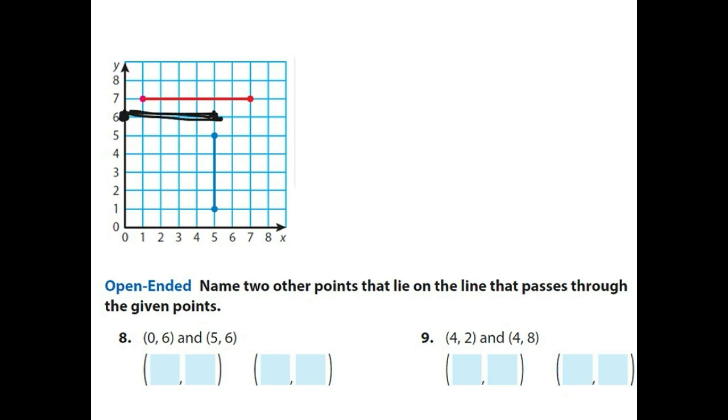Well, I know that my y-coordinates are going to be 6. See, that's my y-coordinate. It's going to be 6. And it wants between this one and this one. So I can do 1 and 2, right? Because 1, 6 lies there. 2, 6 lies right there.